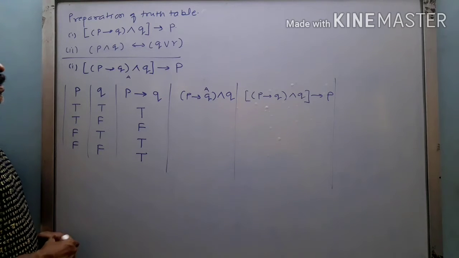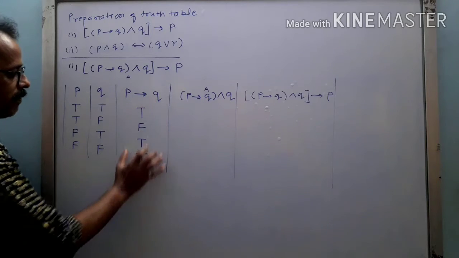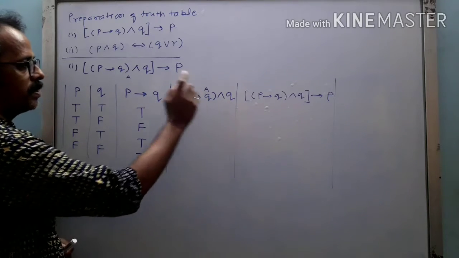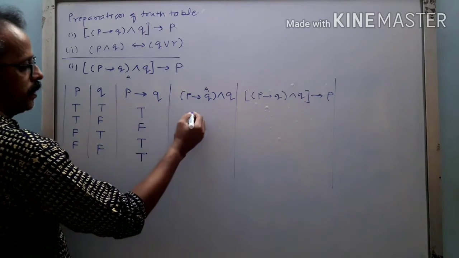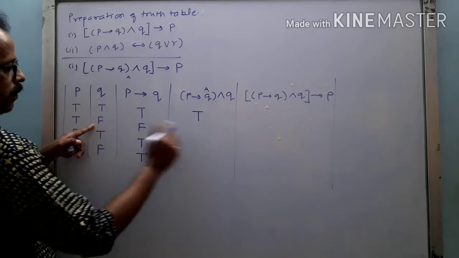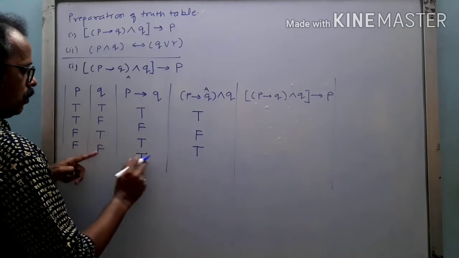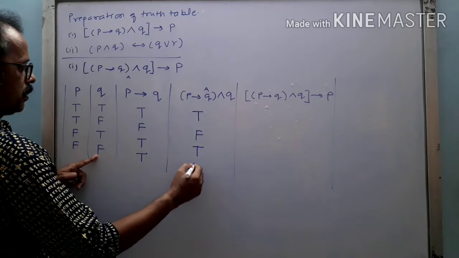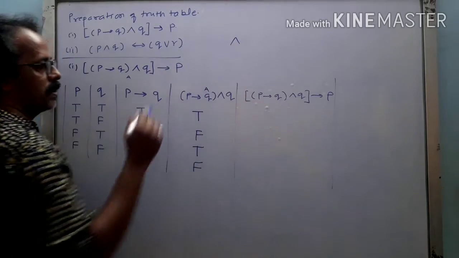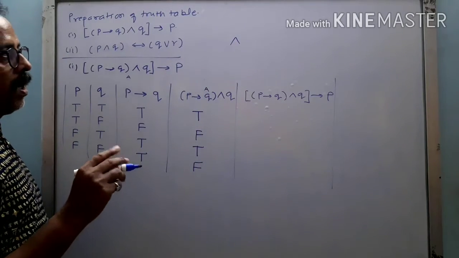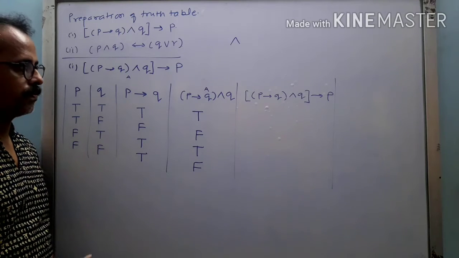Now the next is P implies Q and Q. Whatever column I have got, I have to take and with Q. This means T and T, it is true. False and false, it is false. True and true, it is true. True and false, it is false. For an and operation, what do we say? If either of them is false, it is false. Otherwise, it is true. Right?